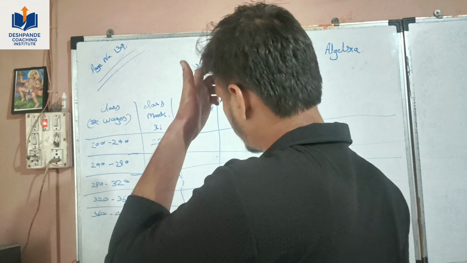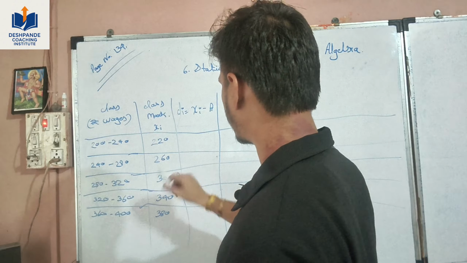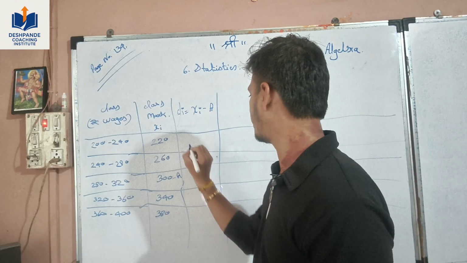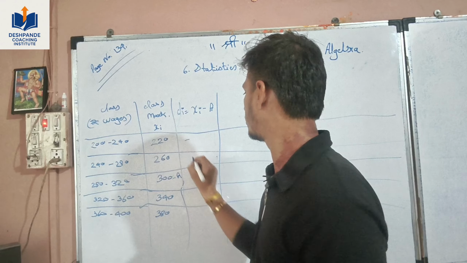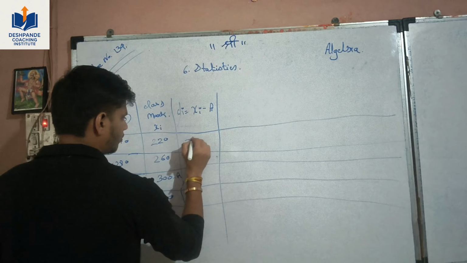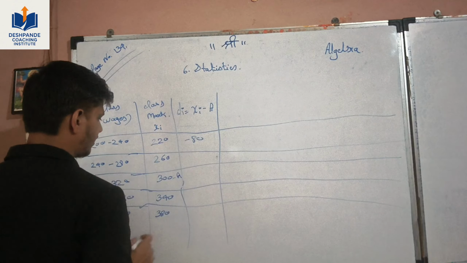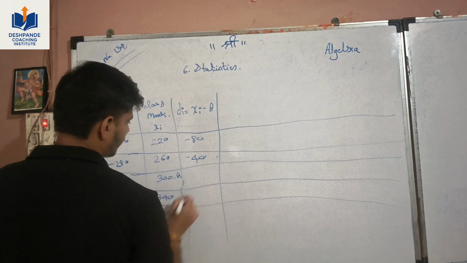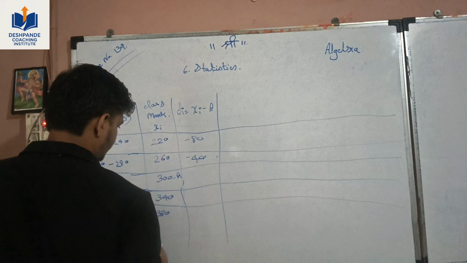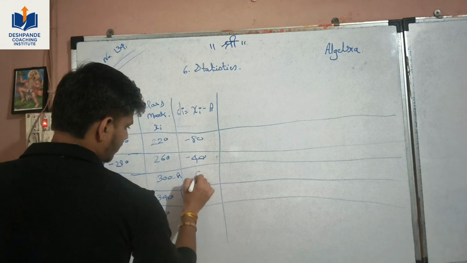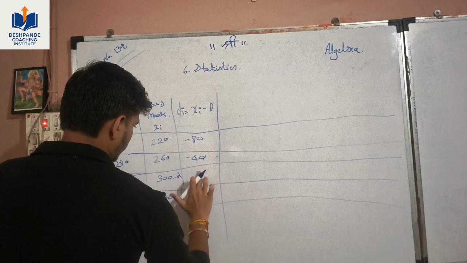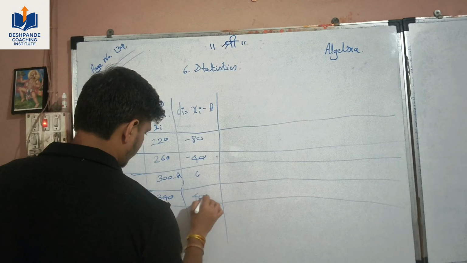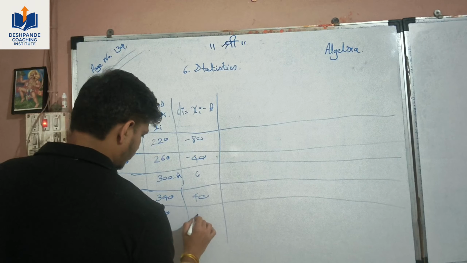So we are taking di. So 220 minus 300. What will be the answer? 220 minus 300 is equal to minus 80. 300 minus 260 is equal to minus 40. Don't forget to give the signs, negative or positive. 300 minus 300 is equal to 0. 340 minus 300 is equal to 40, and 380 minus 300 is equal to 80.